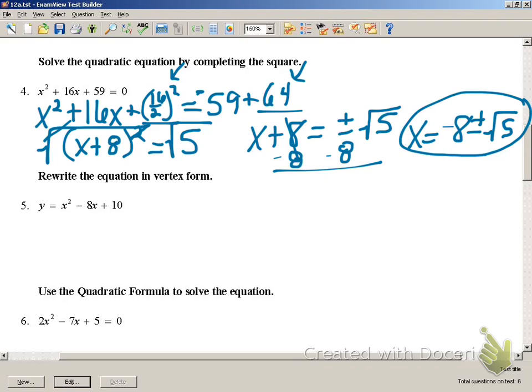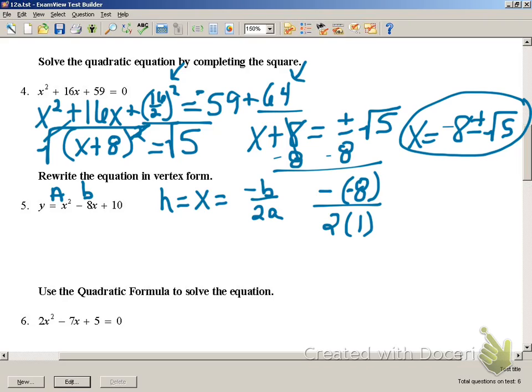Number 5, it says rewrite the equation in vertex form. Remember, in order to write in vertex form, our h, or what we call x of the vertex, is found by the equation of negative b over 2a. Here is a, here is b. So I have a negative negative 8 over 2 times 1. So that's 8 over 2, which equals 4. So that means my x value, or my h of my vertex, is equal to 4.